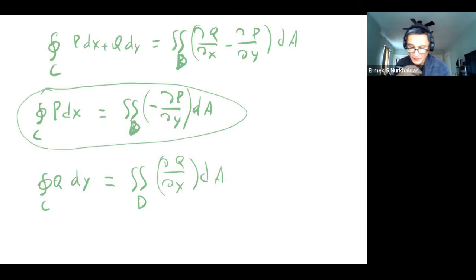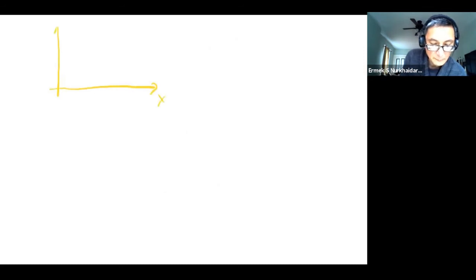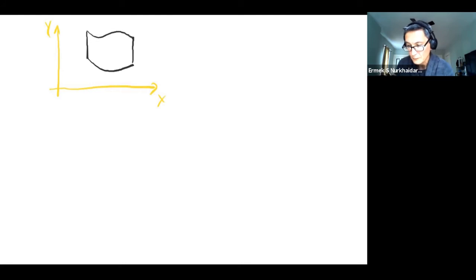Again, I will oversimplify the situation. I will assume we have x and y axes, and our boundary looks maybe like this. Okay, so type 1. Our boundary is going counterclockwise, and it's going to consist of four pieces, C1, C2, C3, and C4.